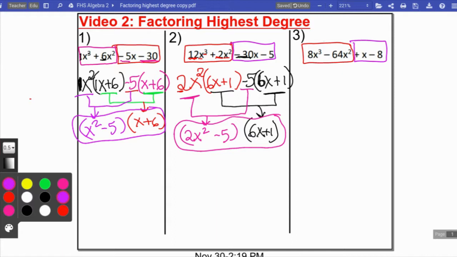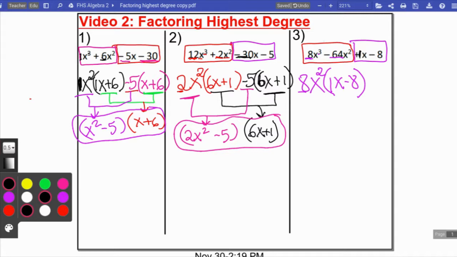The common number that goes into 8 and 64, the lowest number is 8. They also have common x's. What's the lowest x, the 3 or the 2? The 2. Open parentheses. 8 divided by 8, you get 1. The x's, 3 minus 2, you get x to the 1 power. Negative 64 divided by 8, you get negative 8. The x squared and the x squared just cancel. Move on.